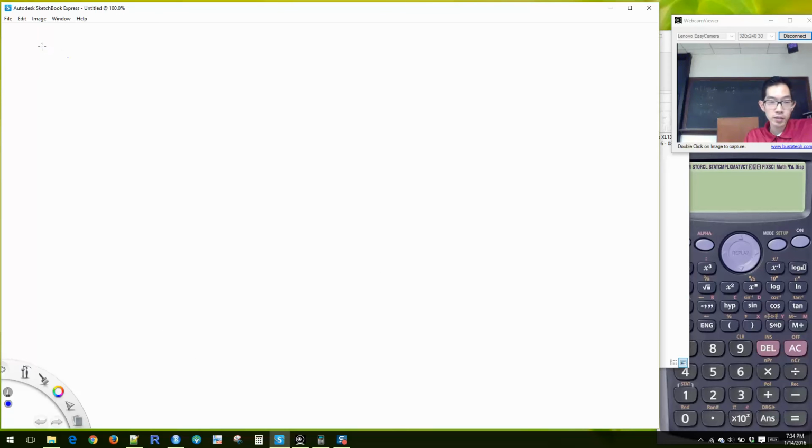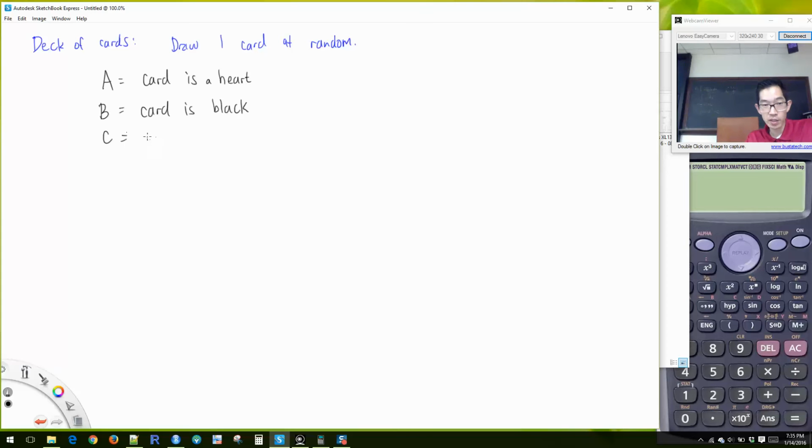So let's imagine a deck of cards. We have a deck of cards, and we're going to just draw one card at random. Okay, so we're going to define a few outcomes. We'll say A is the card is a heart, B will be the card is black, and we'll say C, the card is an ace.